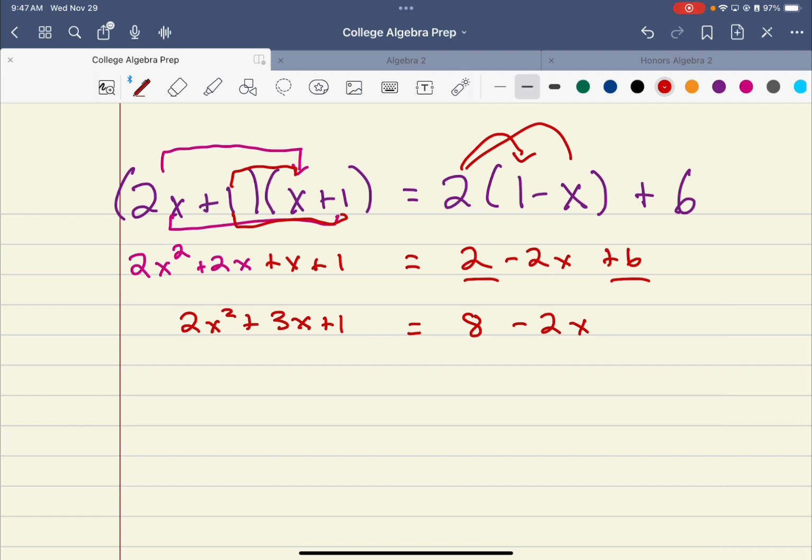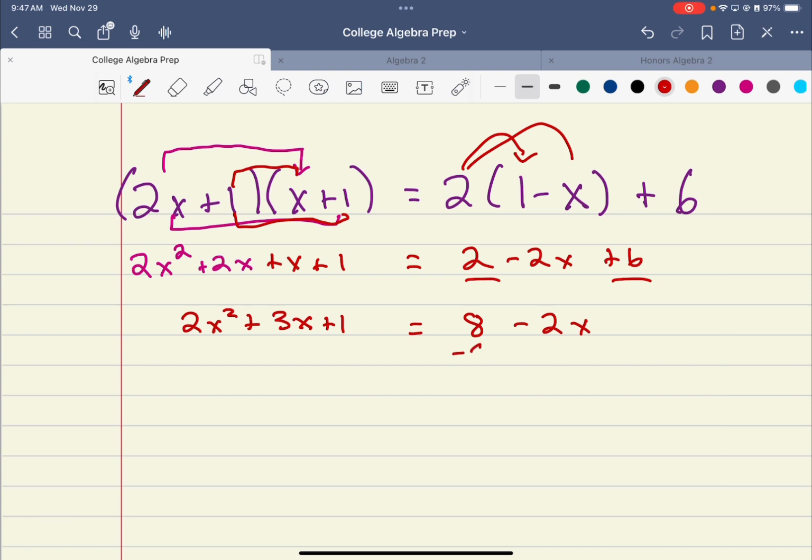We multiplied everything out, did the distributive properties, and combined like terms. Now if we're going to solve it, what do I have to set it equal to? 0. So I'm going to subtract 8 from both sides, and I'm going to add 2x to both sides. I'm just lining them up to make my life easier. So that's 2x squared plus 5x minus 7 equals 0.